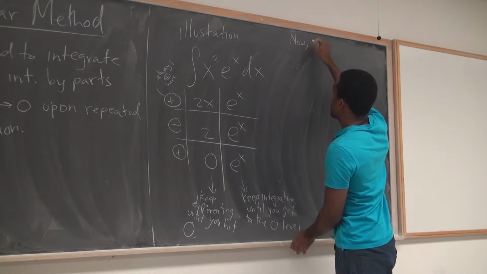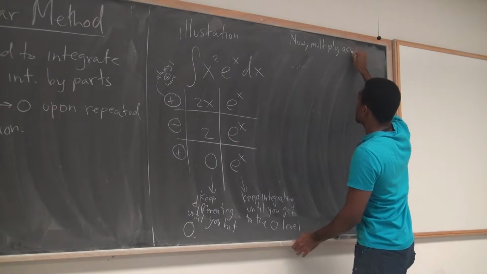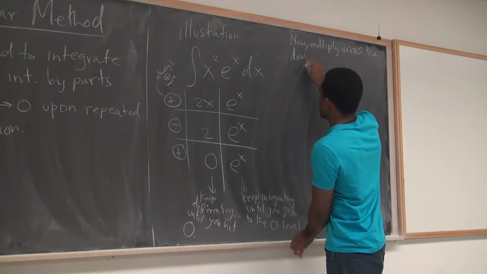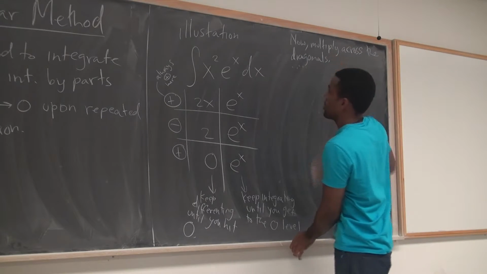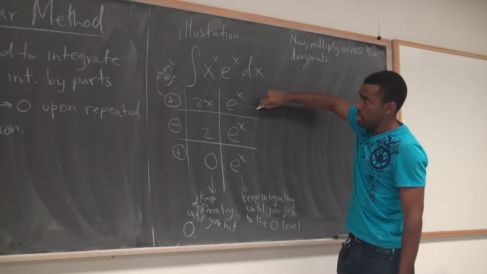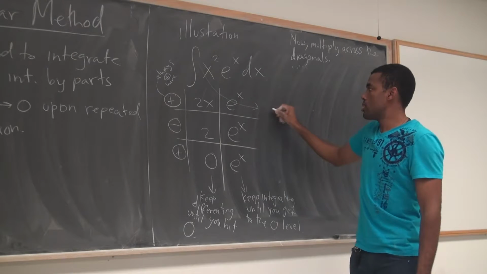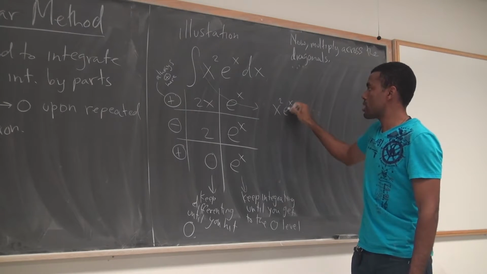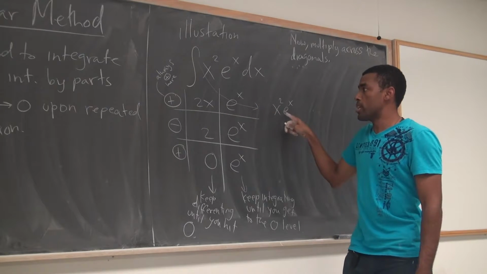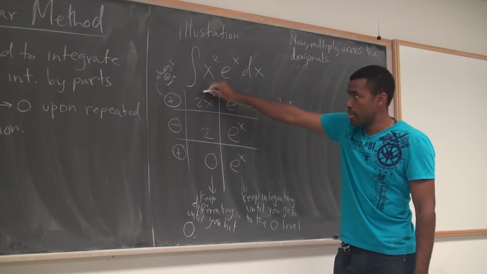Now, multiply across the diagonals. Right? So you start from here, multiply here. So you do this, you get x squared e to the x. Right? You apply the sign after you do the multiplication. So this is a plus x squared e to the x. And you continue in that pattern.